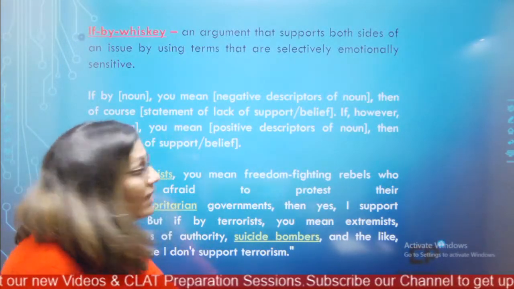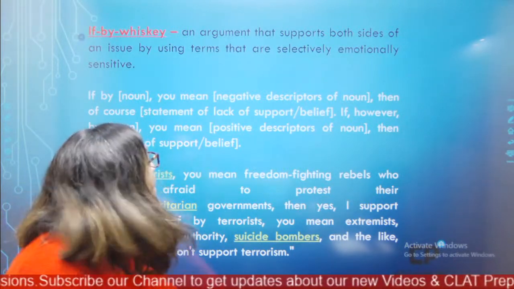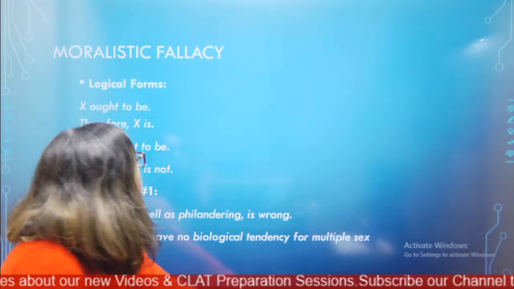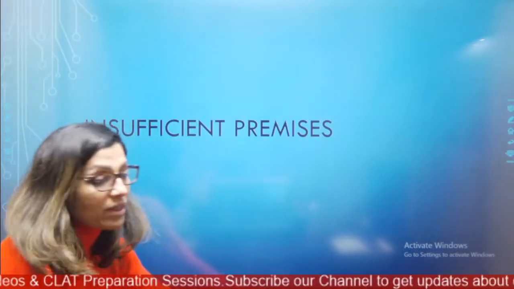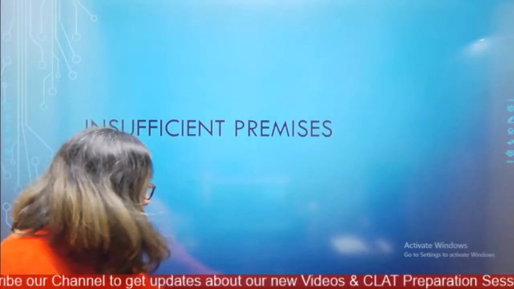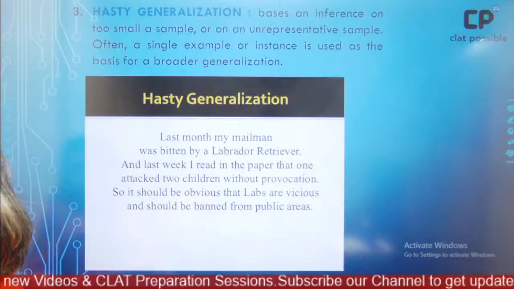Right? Then we have if by whiskey, which we'll take up in the classrooms, children. Naturalistic and moralistic fallacy also I'm going to skip for the time being. We'll take up in the classroom. And we come to insufficient premises, where I will take up hypothesis contrary to fact.